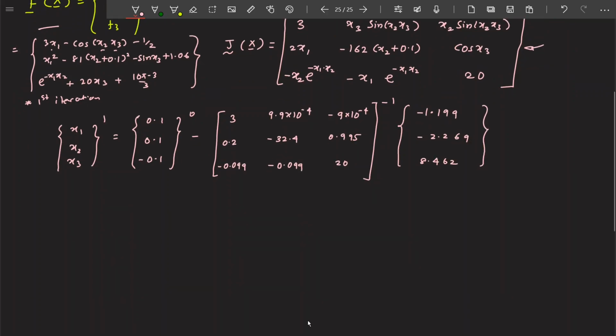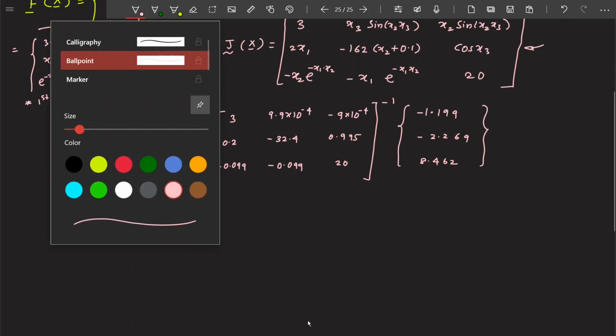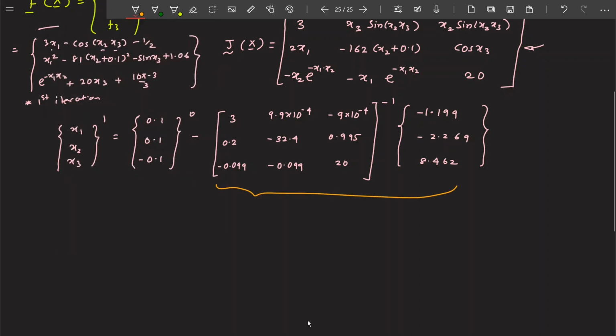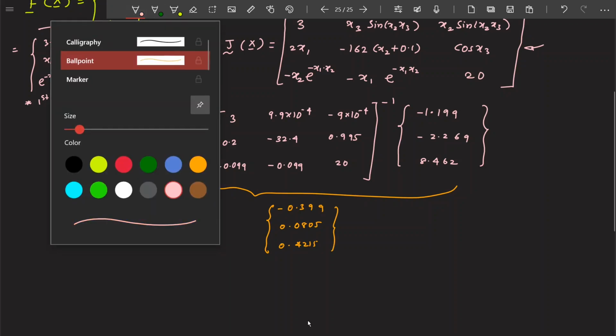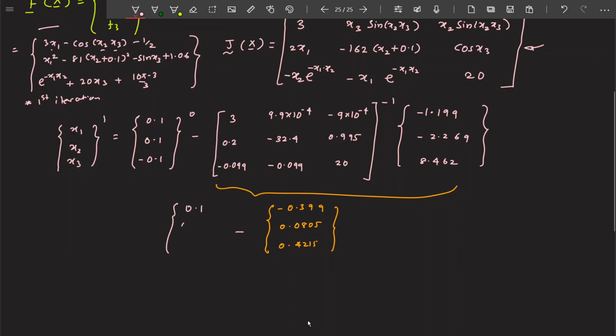Obviously you cannot do this step by hand, you have to use your calculator. When you use a calculator and find out the product, that is the product of the inverse into this, it comes out to be a vector whose values are minus 0.399, 0.0805, 0.4215, and then you have to subtract this from the value 0.1, 0.1, minus 0.1, and that is going to be your value of x1, x2, x3 for the first iteration, which comes out to be 0.5, 0.0195, minus 0.5215. So this is your first iteration.